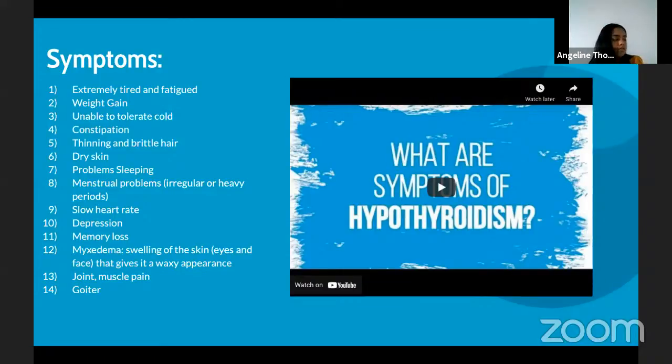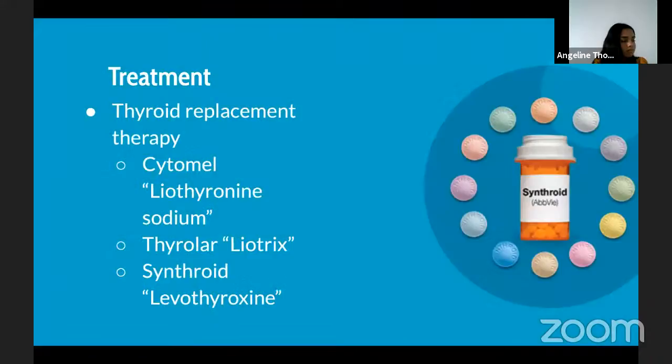So again, if you feel like you're honestly experiencing any of these symptoms, you should probably contact your doctor. But again, those are just some common symptoms associated with hypothyroidism. So you can look out for those.